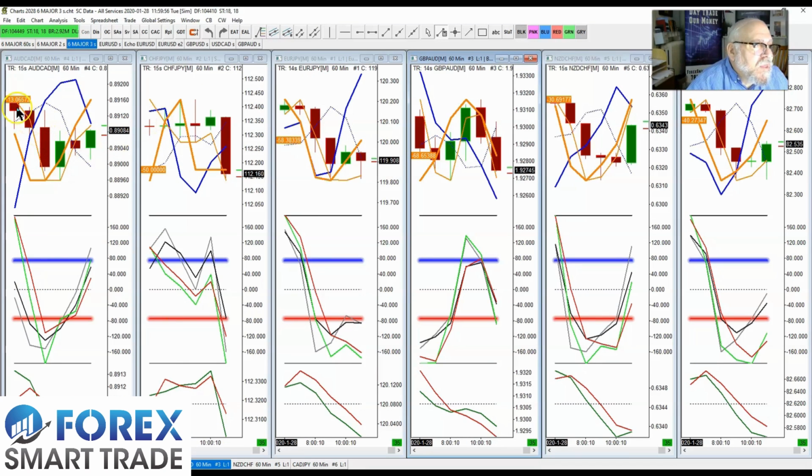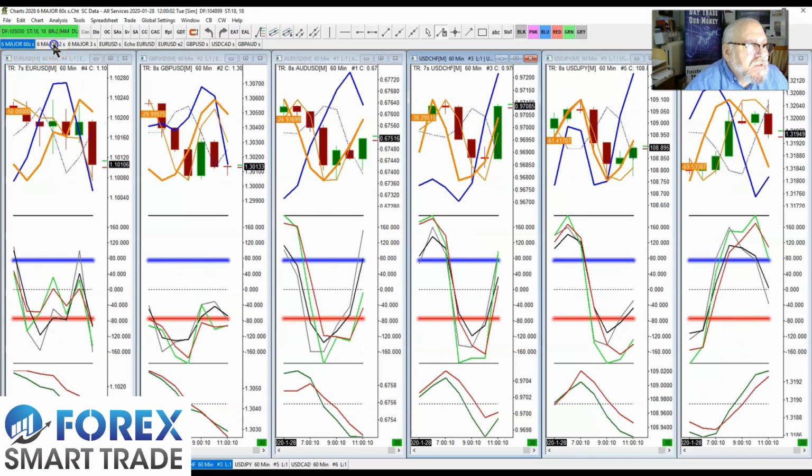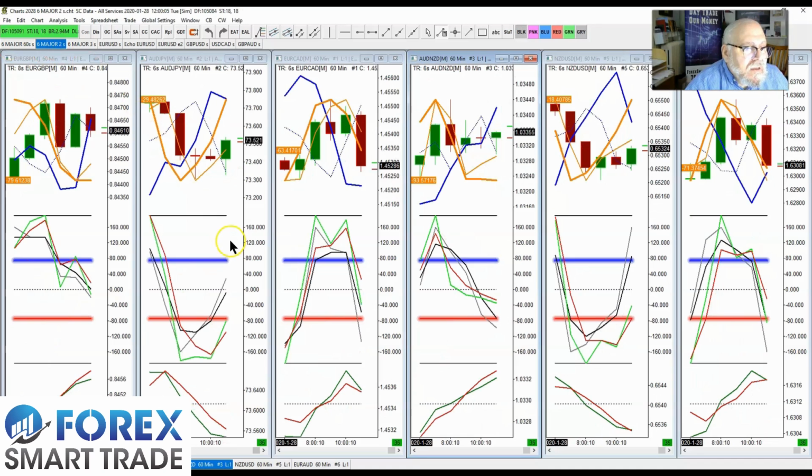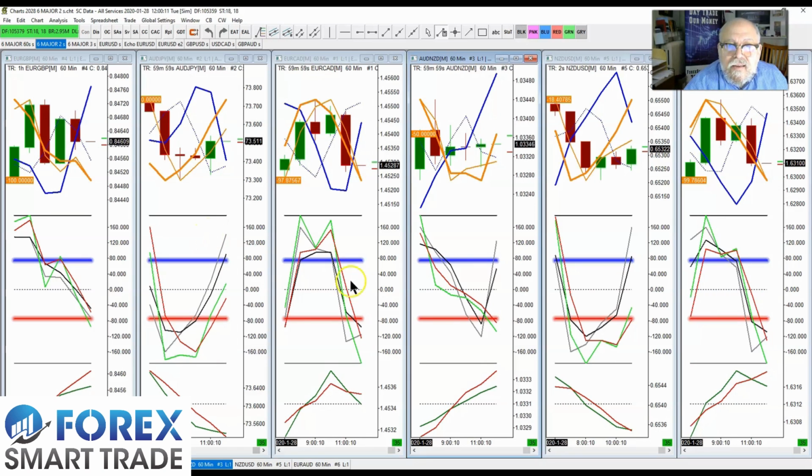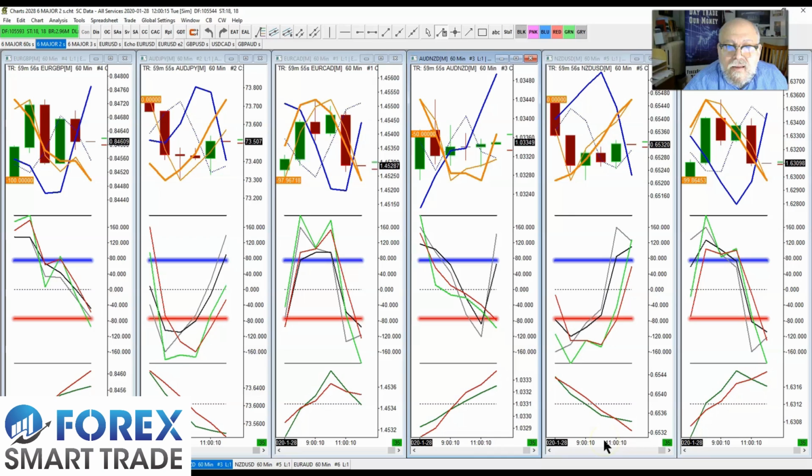So we don't have a thick orange line trade this hour. So it looks like, yeah, we don't have anything.